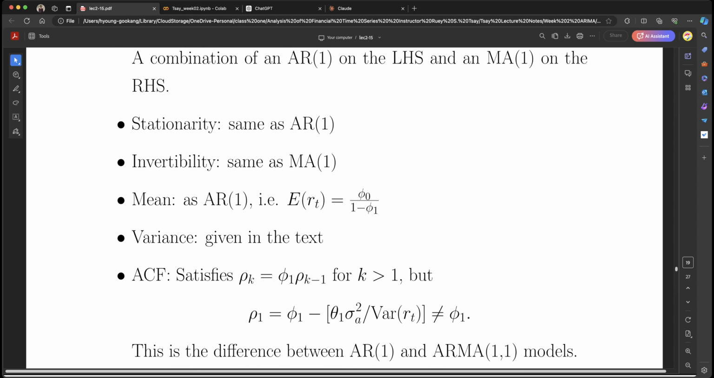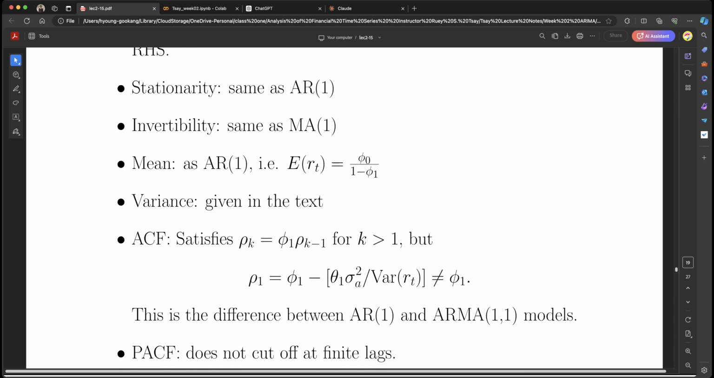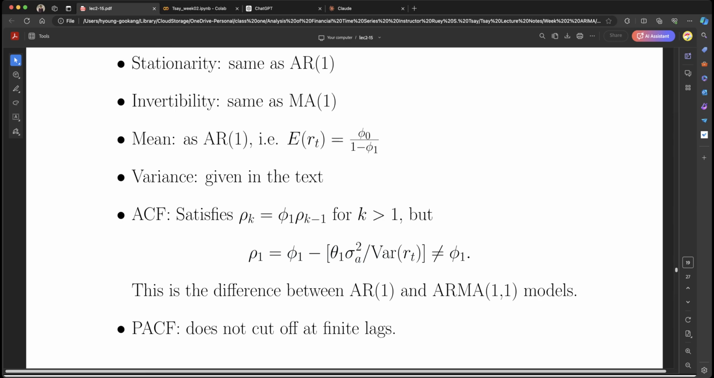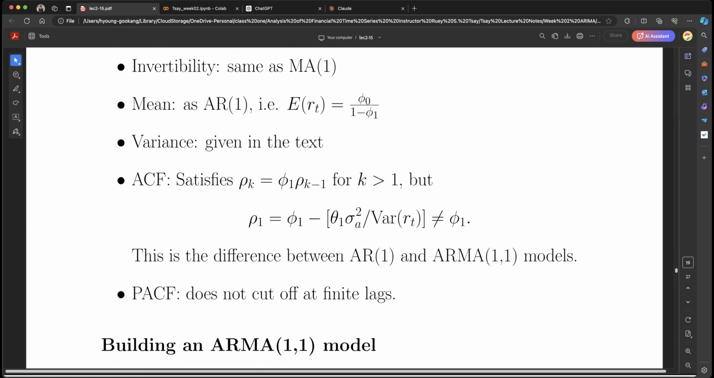Variance, well, we can calculate it. The autocorrelation function satisfies rho_k equals phi 1 times rho_{k-1} for k greater than 1, but rho_1 is something like this. It is not phi 1, because we have the MA1 parameter. This is the difference from the AR1 model in the ARMA(1,1) model. The partial autocorrelation does not cut off at a finite lag because we have the AR part.